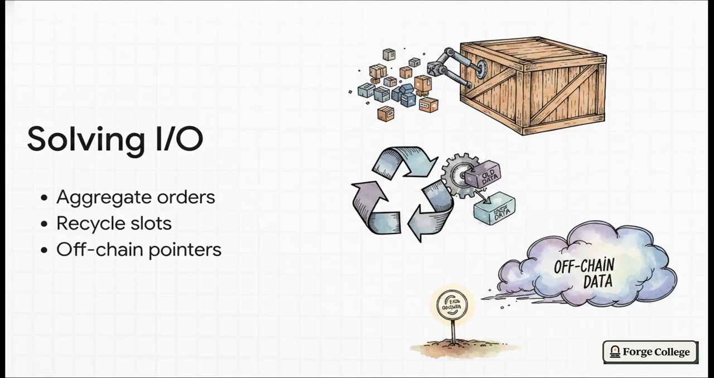Now, of course, there are trade-offs. Denormalization might complicate your concurrency, and off-chain pointers definitely weaken atomic guarantees. But hey, that's engineering for you, right? We weigh those trade-offs based on our precise measurement data.